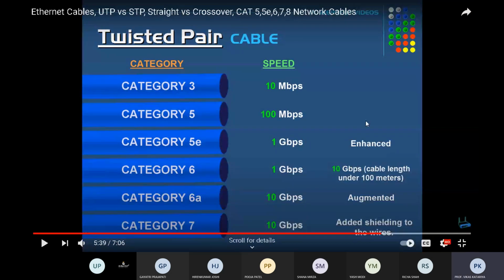And this is the speed of the different categories of cable. Category 3 has 10 Mbps speed, Category 5 has 100 Mbps, Category 5e 1 Gbps, and then 1 Gbps to 10 Gbps, 10 Gbps, and so on. How fast we can design our Ethernet is based on our category of cable. If we choose a higher category, we can have a faster Ethernet.